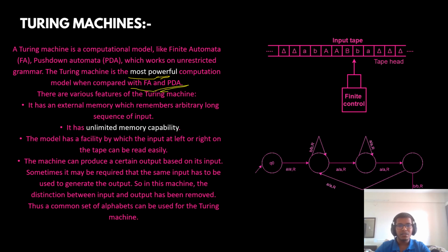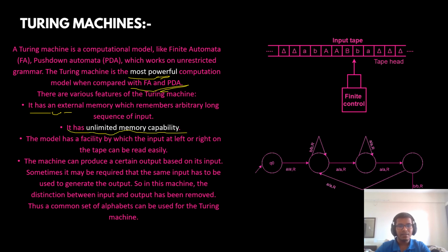There are various features of Turing machines. It has an external memory which remembers arbitrary long sequence of input. So here we can use Turing machines for infinite characters also. So the Turing machine has unlimited memory capability.